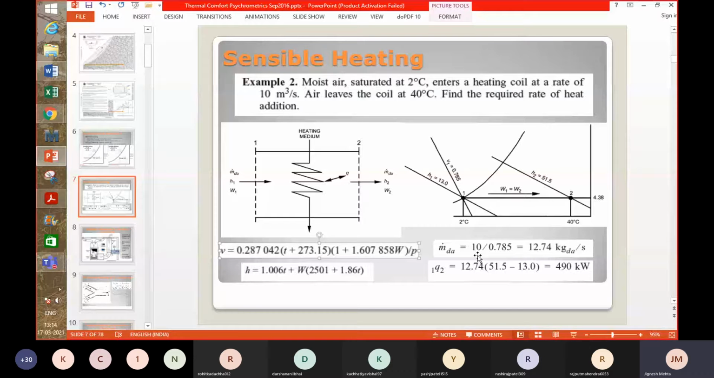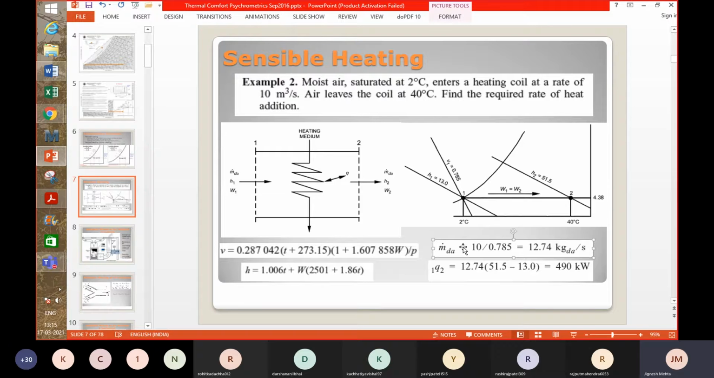So what is the mass flow rate? You want the mass flow rate. Volume flow rate is given, 10 meter cube per second, divided by 0.785, the specific volume, which you either get from the table, or you put the W here and put the temperature and pressure here and you get the same number. So you get the mass flow rate, which comes out to be 12.74 kilogram of dry air. Now this is just the mass of dry air, kilogram of dry air per second.